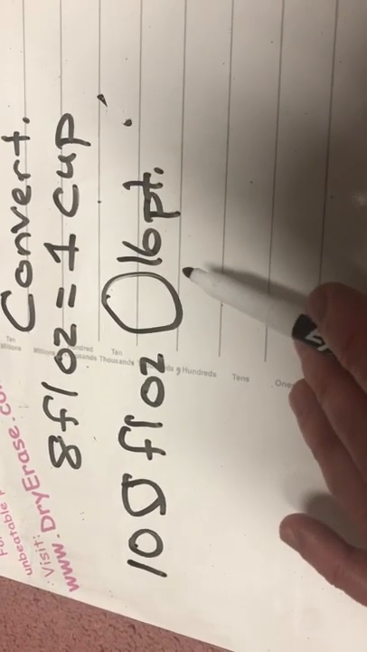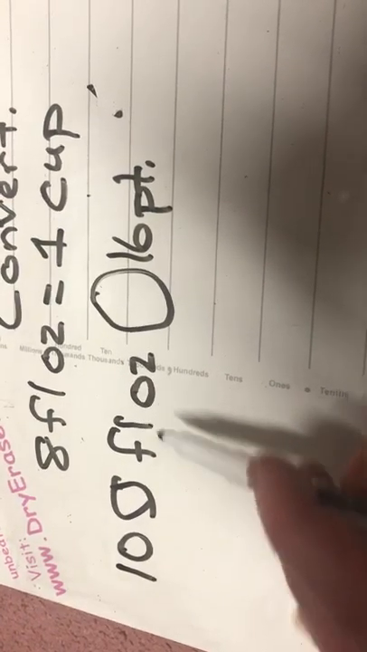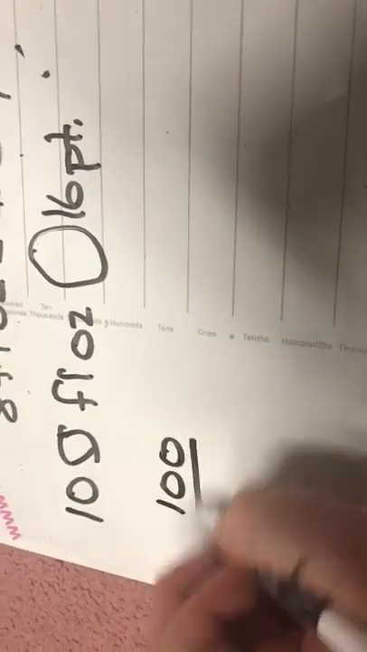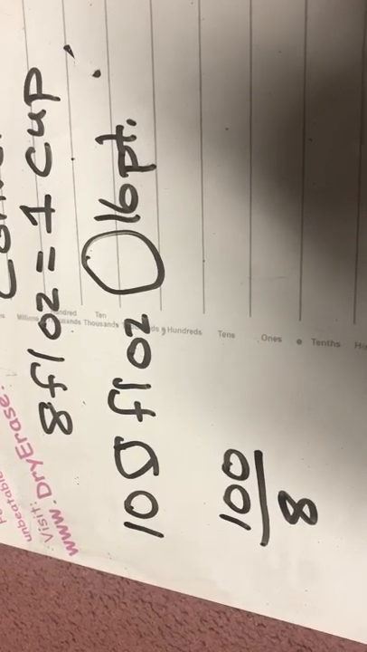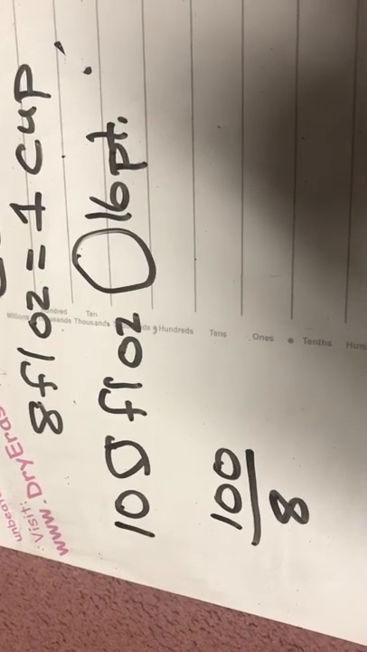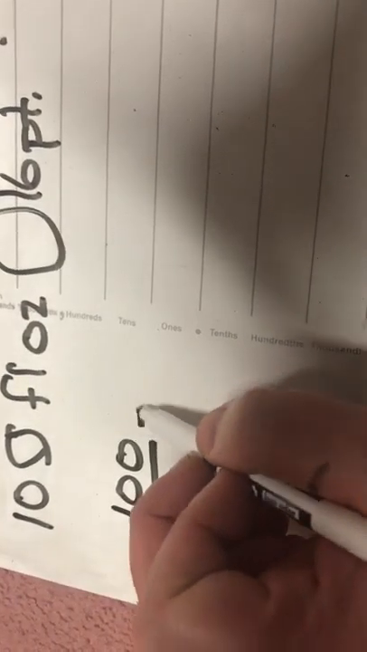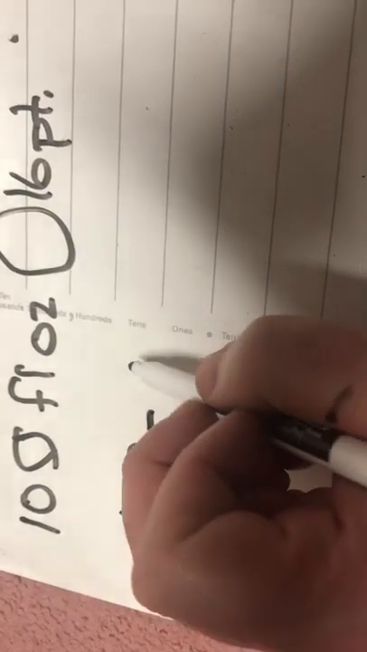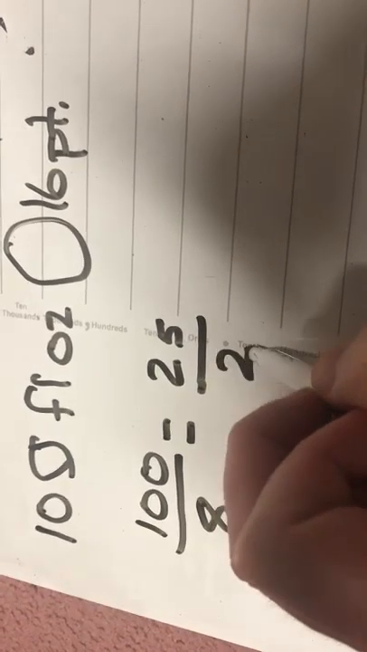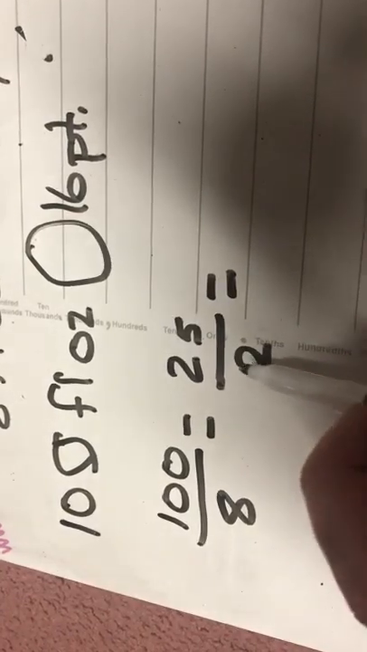So just like I did before, I need to turn this into cups first, which means I'm going to do 100 divided by 8. Going from fluid ounces to cups, 1 fluid ounce is smaller than 1 cup. So the measurement is getting bigger, which means the number's getting smaller. 100 divided by 8. I'm going to simplify that. I'm going to divide them both by 4. 100 divided by 4 is 25. 8 divided by 4 is 2. I think that's in simplest form, other than making it a mixed number.